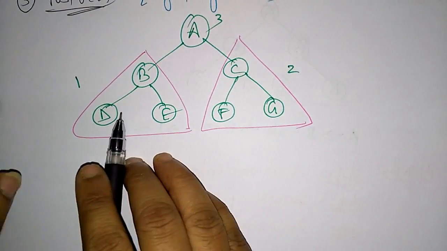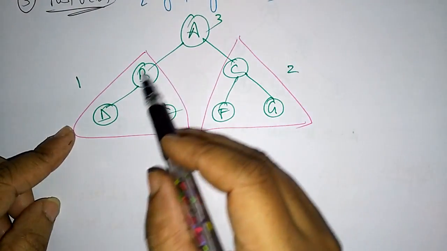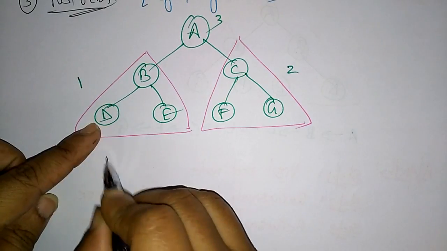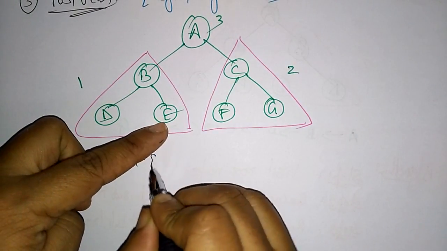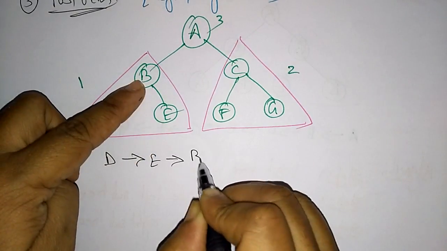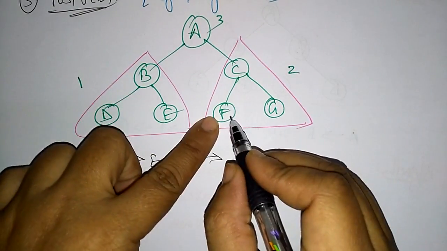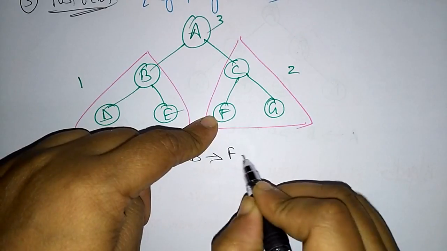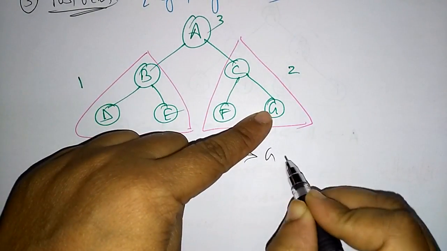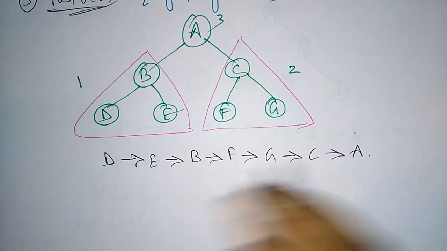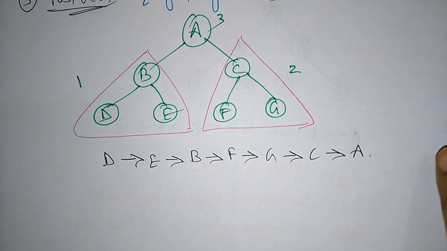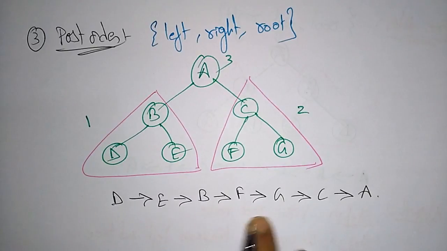Then what is the path for this? First we have to visit left. This is left, D. After left, we have to visit right, E. After that, root, B. Again coming to the left, complete left. This is F. Coming to the right, G. Coming to the root, C. And finally coming to A. So this is the postorder path.